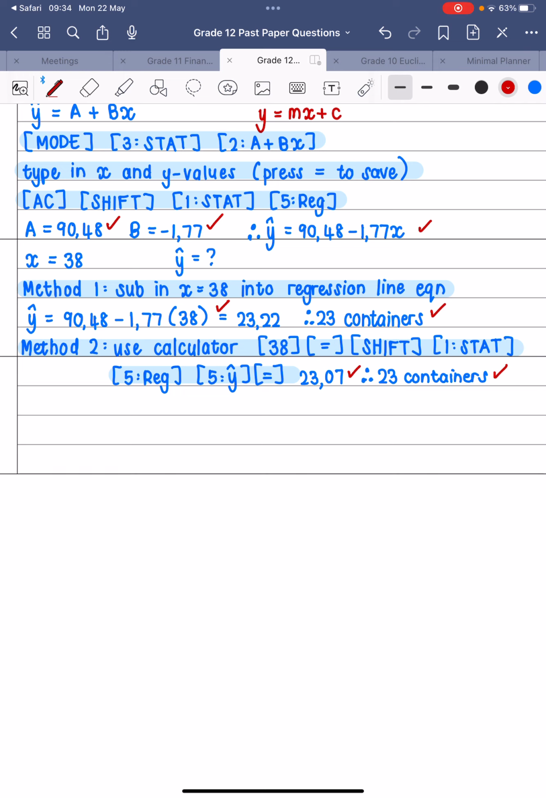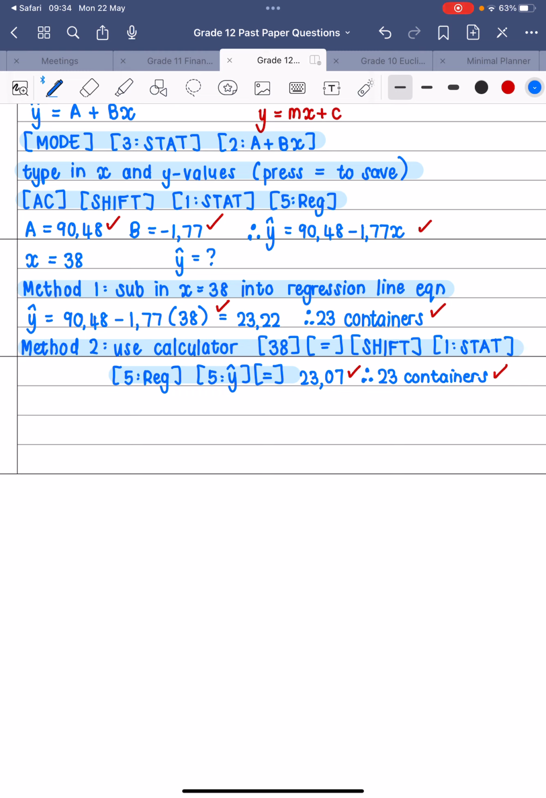Okay, are we fine with that one? 2.4, here we're getting to the correlation coefficient. Refer to the correlation between the price of 5-liter containers and the number of containers sold, and comment on the accuracy of your answer to question 2.3.